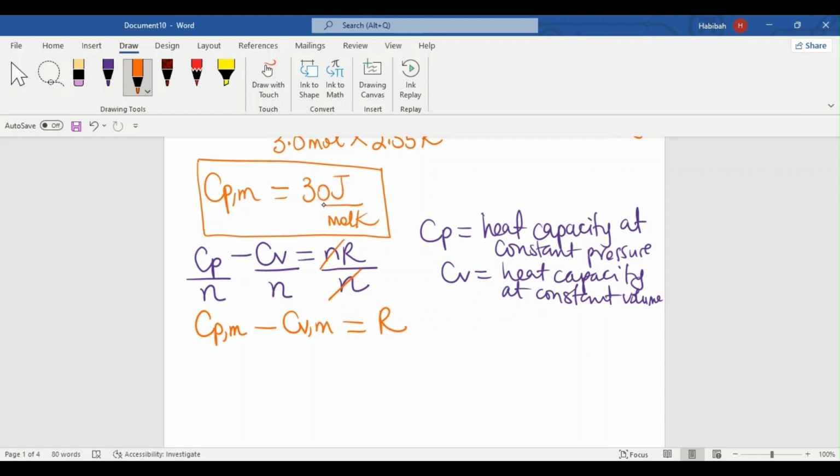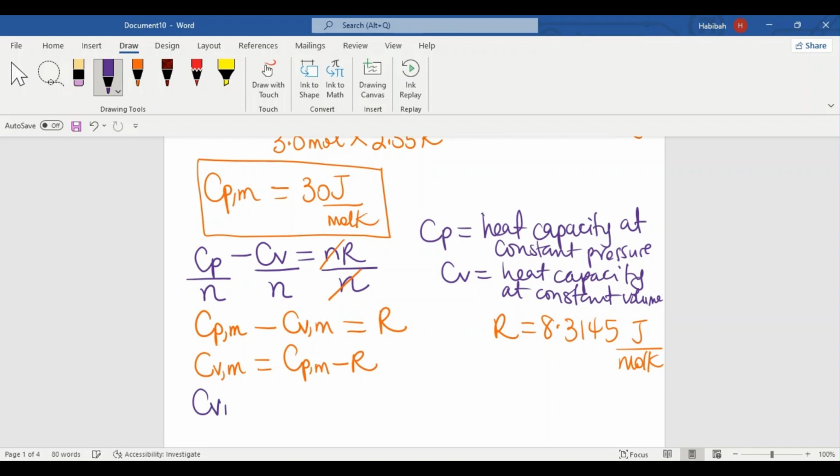We have 30 joules per mole Kelvin for C_P,m. We have the value for R to be 8.3145 joules per mole Kelvin. So basically, rewriting the formula, C_V,m ends up being C_P,m minus R. So this is basically the information. So yeah, we just substitute. You have C_V,m equals C_P,m, which will be 30 joules per mole Kelvin.